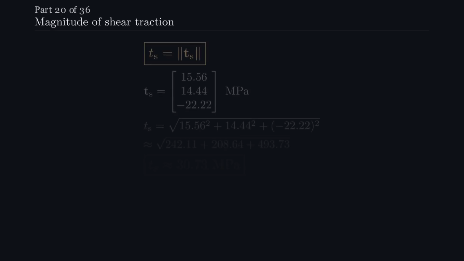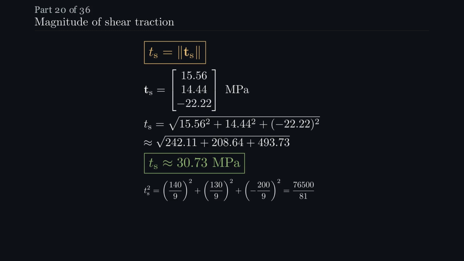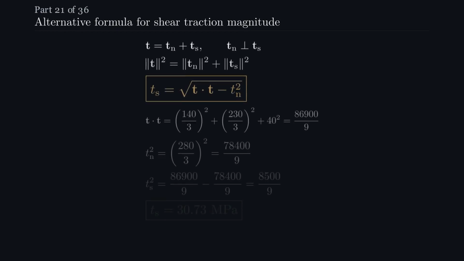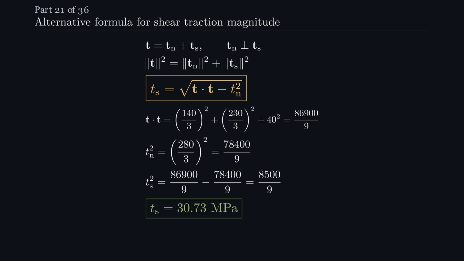The shear traction magnitude is the norm of the shear traction vector. Using the rounded components gives approximately 30.73 megapascals. The exact fraction form gives the same value without relying on rounded entries. There is a second route to the same shear magnitude. Because the normal and shear traction vectors are perpendicular, the squared norm of the traction splits into normal and shear parts. Thus shear magnitude equals the square root of t dot t minus the normal stress squared.